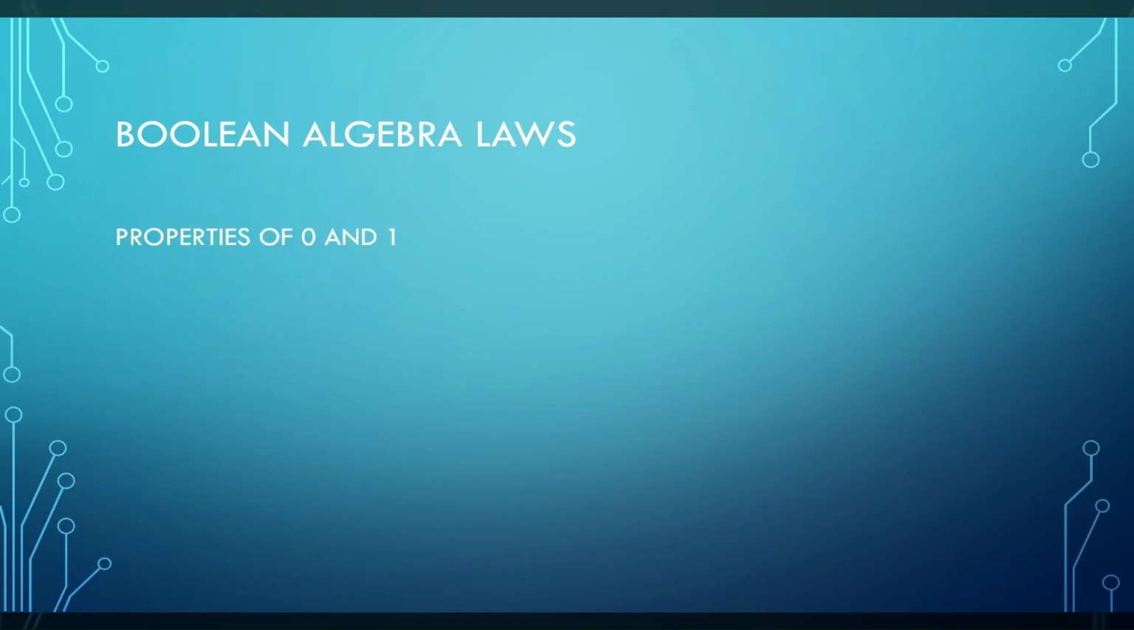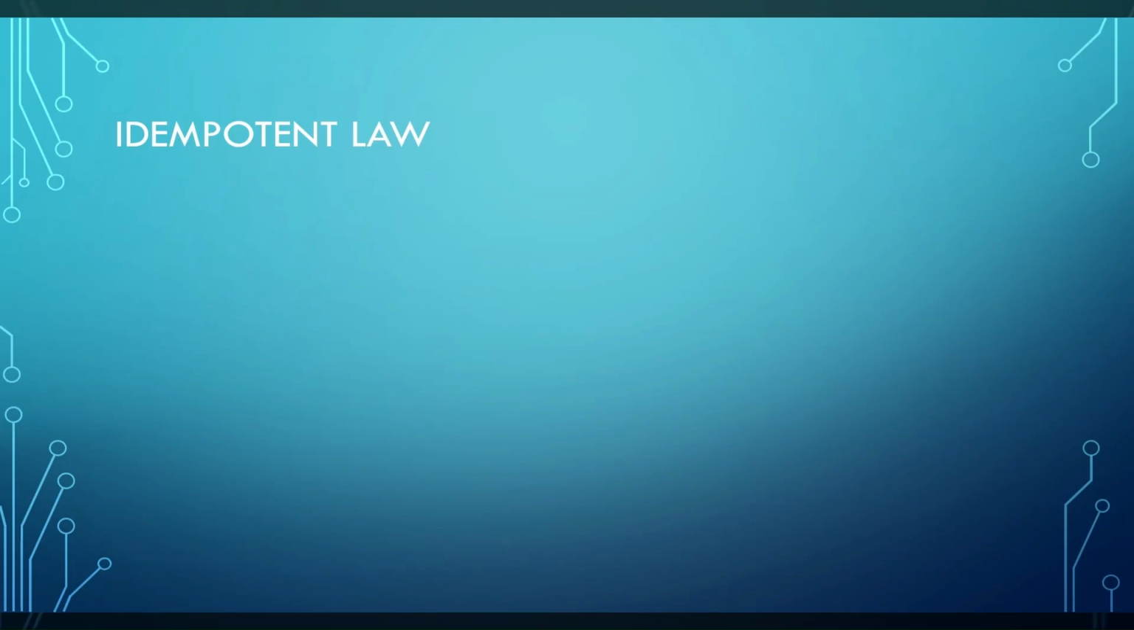So let's begin. The first law is properties of 0 and 1. This is the most simple law. If we add 0 to any Boolean algebra number, that is 0 or 1, we get the output as the same number. So we have summarized it as 0 plus x equals x. Similarly, if we add 1 to any variable, then also we get the output as 1. And if we multiply any number by 0, the output is 0. And 1 plus x is 1. So this is the property of 0 and 1.